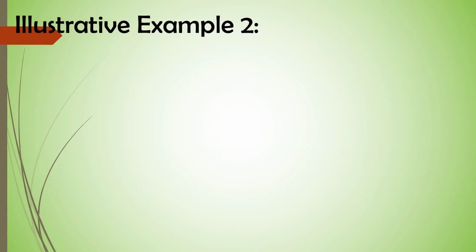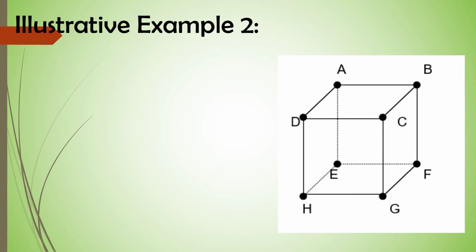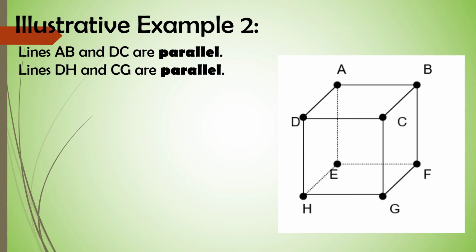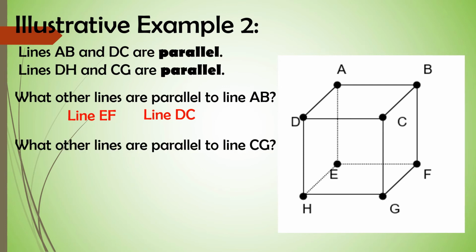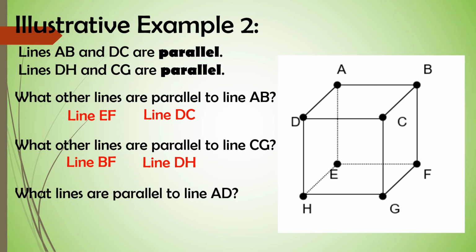Another example, we have the same figure at this time. Let's familiarize with parallel lines. Lines AB and DC are parallel. Lines DH and CG are also parallel. So what other lines are parallel to line AB? These are line EF and line DC. What other lines are parallel to CG? These are the lines BF and line DH. And what lines are parallel to line AD? These are line BC and line EF.